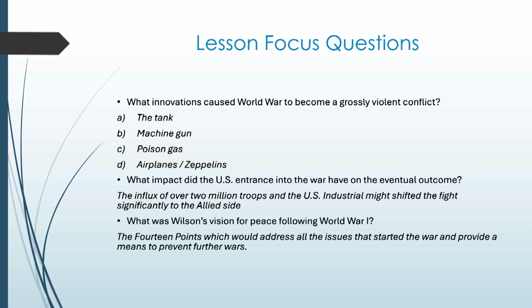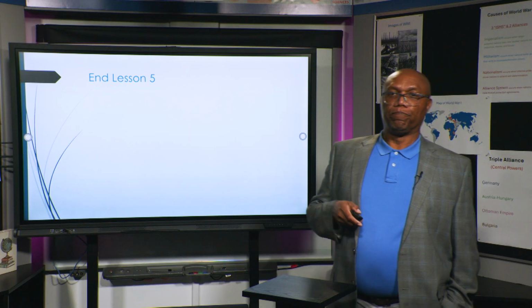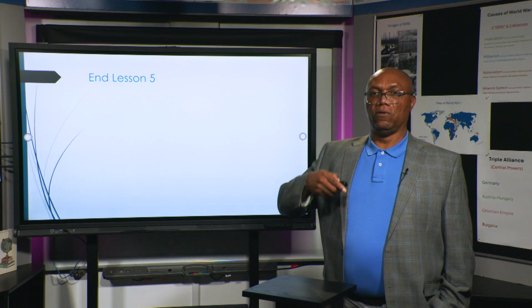And then, what was Wilson's vision for peace following World War I? It was called the 14 Points, which would address all the issues that started the war and provide a means to prevent future wars.